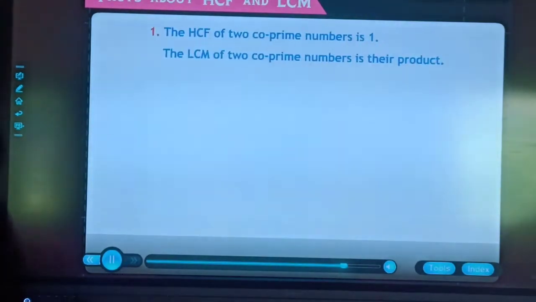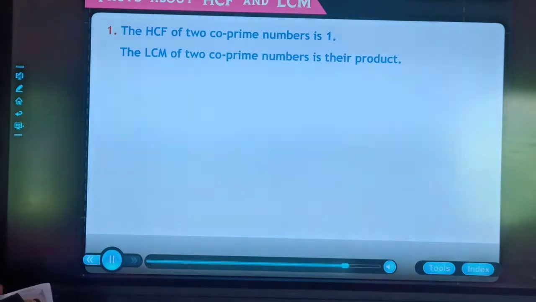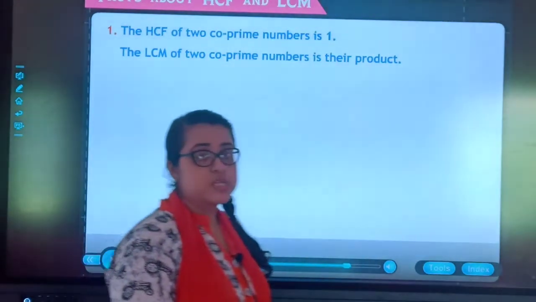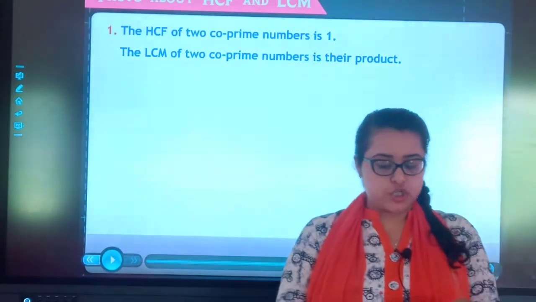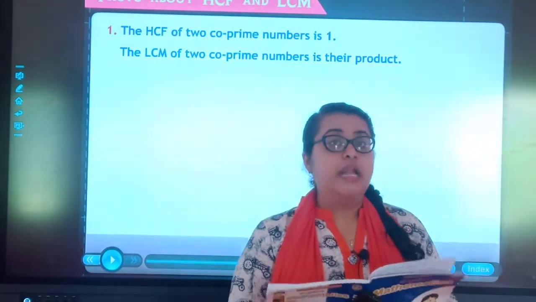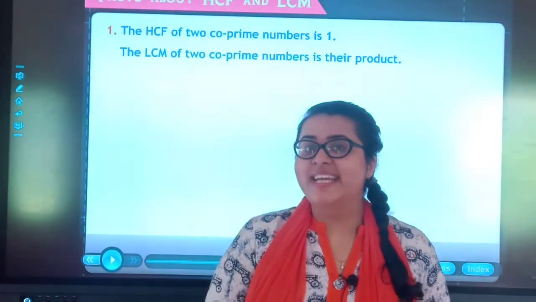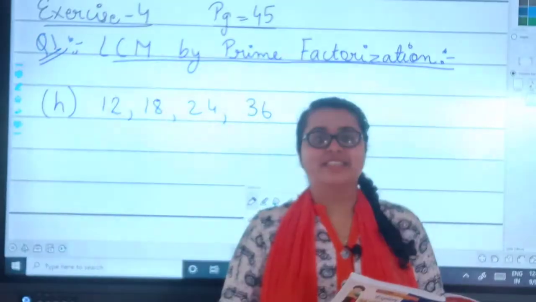Facts about HCF and LCM. The HCF of two co-prime numbers is 1. The LCM. So students, here we complete the discussion of LCM. Now we will have a look upon the exercise. Are my students ready? Let's have a look.